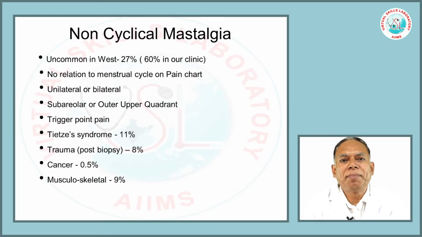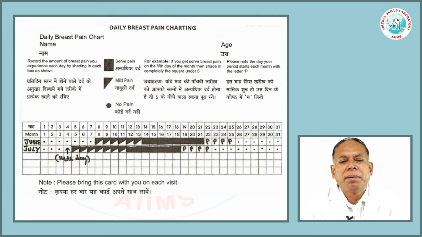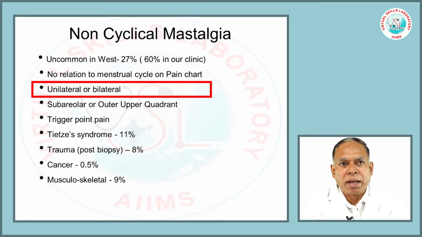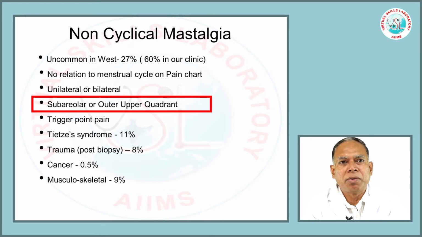Now, we come to the next type of mastalgia, that is non-cyclical mastalgia. For some reason in our community, this is the commonest type of breast pain we encounter. Here, there is no obvious relationship of the occurrence of breast pain or its severity with the particular day of the menstrual cycle, and this can be revealed by a detailed look at the pain chart. It can be unilateral or bilateral, sometimes confined only to the region deep to the areola or subareolar region, or in the upper outer quadrant of the breast.